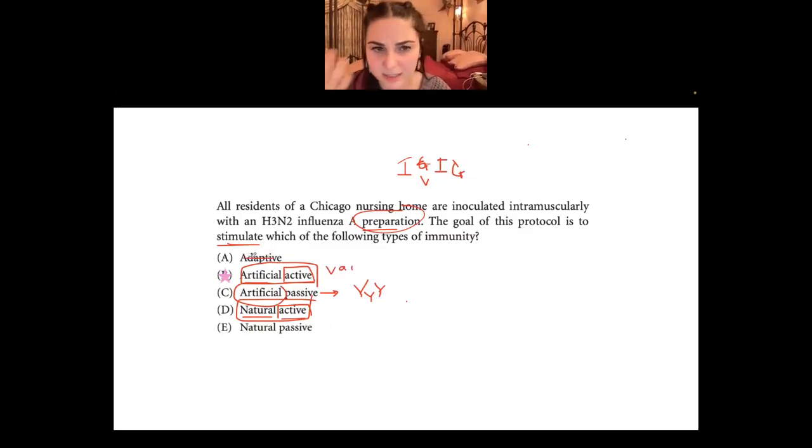Adaptive immunity is adaptive immunity. It's not what we're talking about here. Natural active, natural infection. You're out and about and you acquire something. Natural passive is like mom. So mom, placenta, IgG crossing the placenta. That's natural. Mom is doing that naturally to the baby. Mom made those and now she's giving them to the baby. IgA in breast milk, same thing.